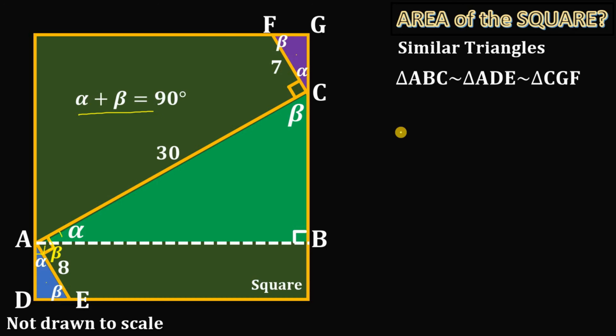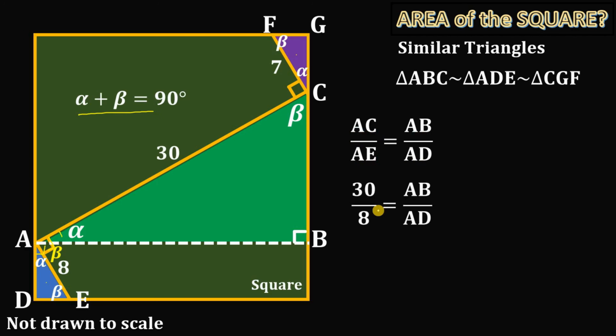Now, using the concept of similar triangles, we can say that side length AC over AE equals AB over AD. Now, we know AC and AE. These are 30 and 8. And since it is equal to AB over AD, we can rewrite AB and AD as 30x and 8x respectively. So we can say that AB is 30x and AD is 8x.